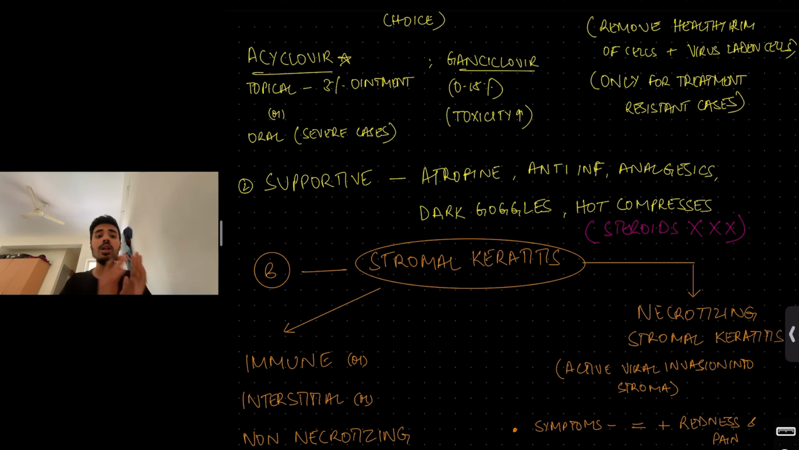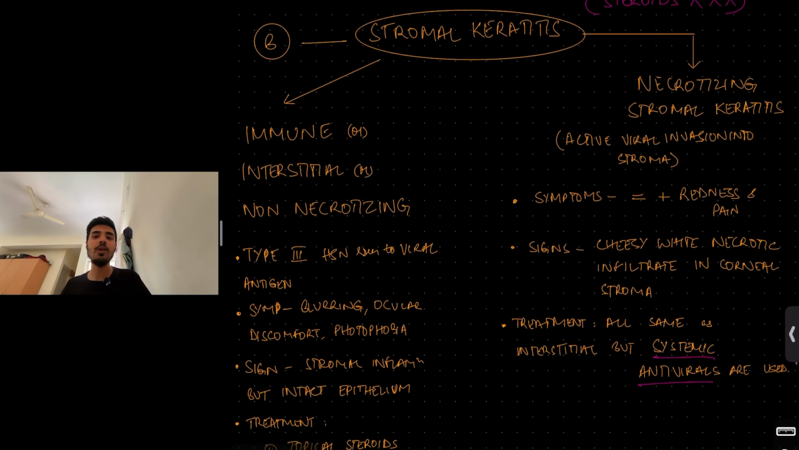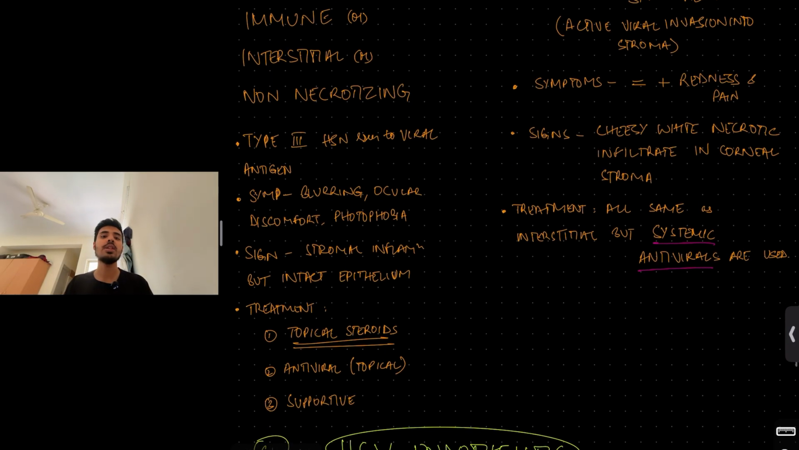Next we'll go to the stroma of the cornea. Stromal keratitis can be of two types: immune stromal keratitis, also called interstitial or non-necrotizing stromal keratitis, and necrotizing stromal keratitis. Now immune keratitis, it's there in the name, immune, so something to do with our immunity. It is a type 3 hypersensitivity reaction to the viral antigen in the corneal stroma. So it is basically our own immune reaction.